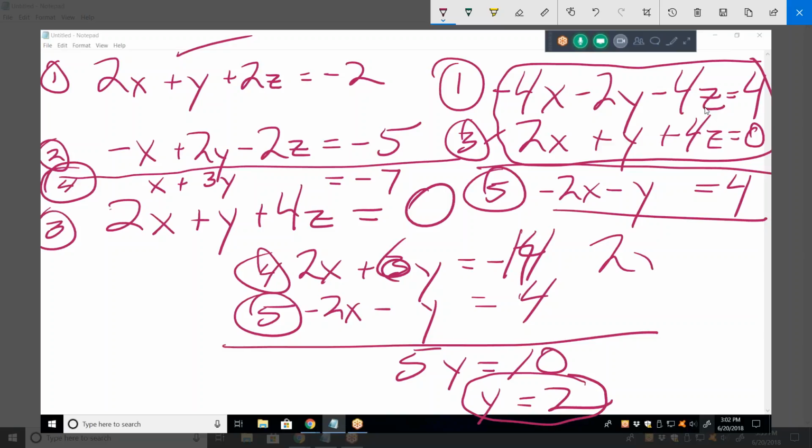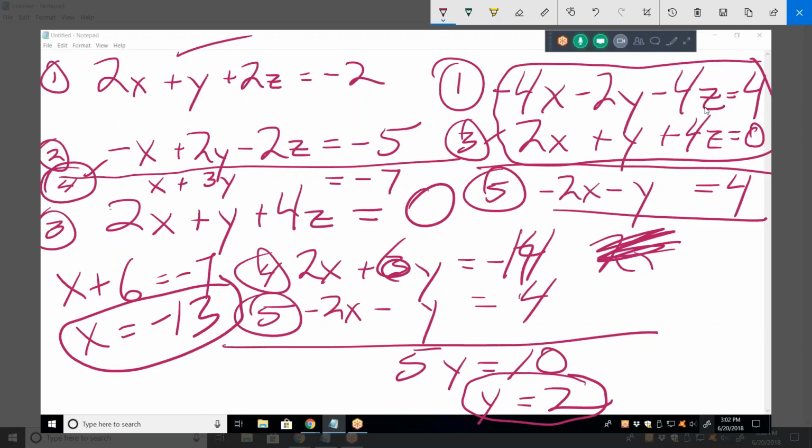Well, hold on. I apologize. I made a mistake there. I'm substituting it into equation 5, not equation 3. Equation 3 has 3 variables in it. I've got to find an equation that only has 2 variables. Actually, equation 4 would be my easiest one. Let's use it. x plus 6, which is 3 times y, equals minus 7. x equals minus 13. So that was pretty easy to solve for x.